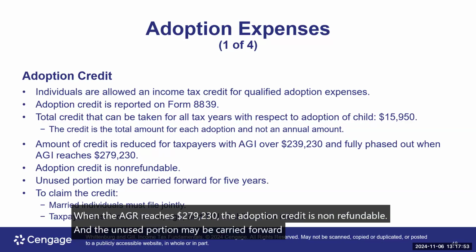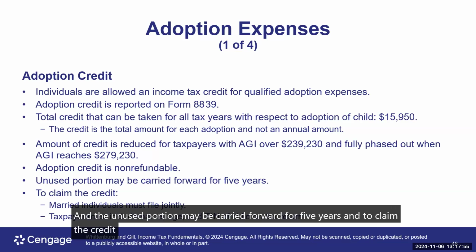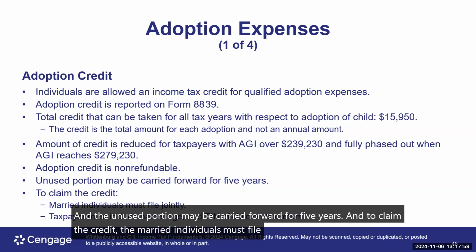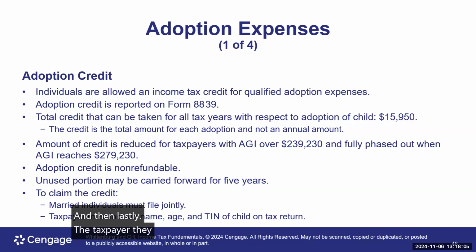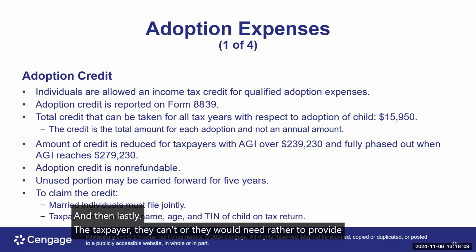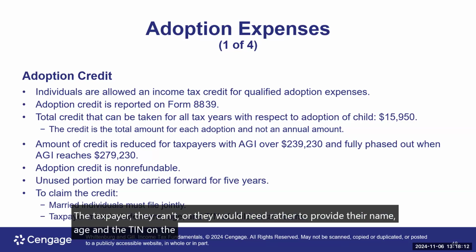And to claim the credit, married individuals must file jointly. And then lastly, the taxpayer would need to provide the name, age, and the TIN of the child on the return.